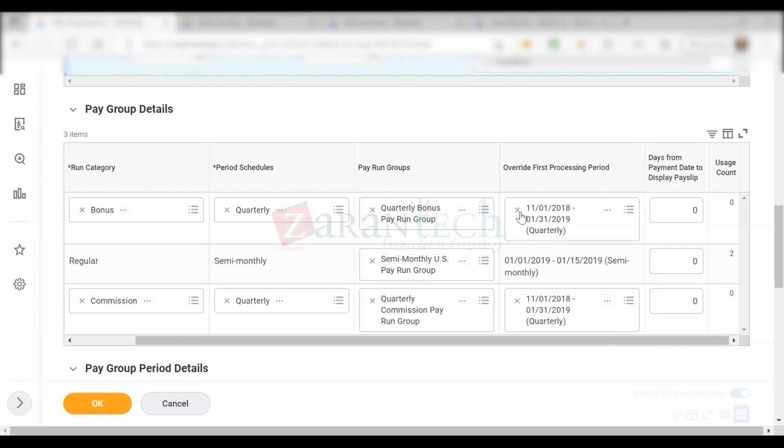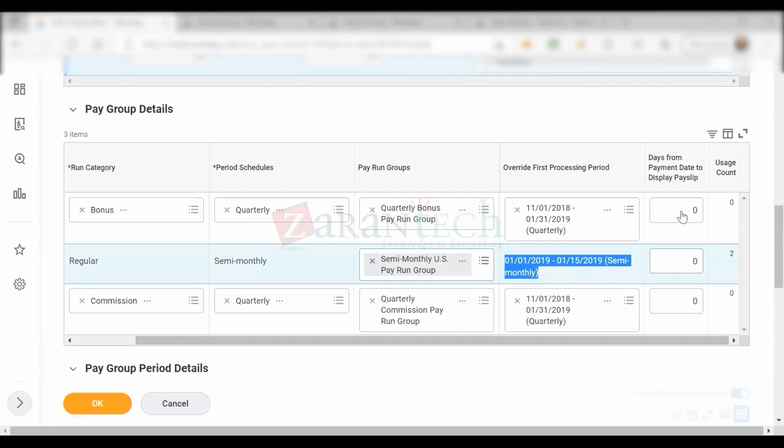And that is what we are doing here. Here we have said that my first live period in Workday for my regular payroll is the period of 1/1/2019 to 1/15/2019. For my bonus, it will be 11/1/2018 to 1/31/2019. Same is for commission. The use of first override processing period is only required when we are implementing Workday payroll, just to tell the system what will be my first payroll when we start processing in Workday payroll.